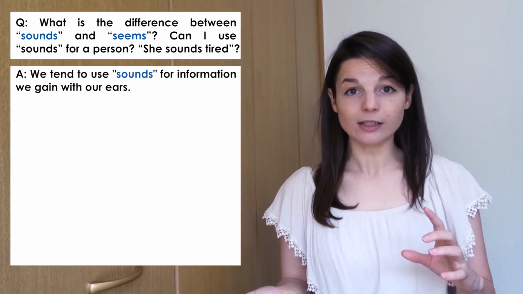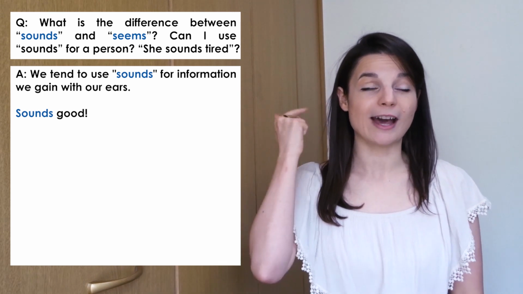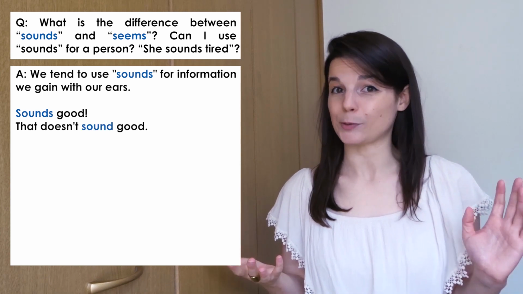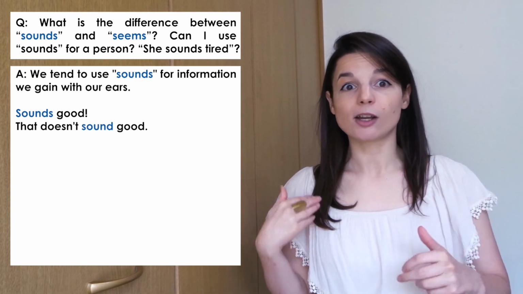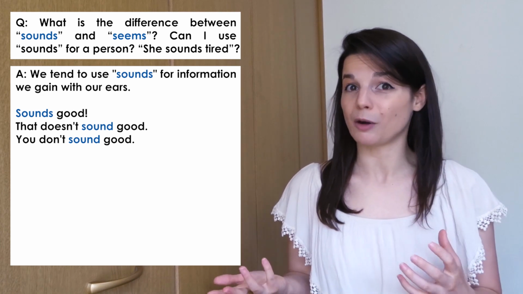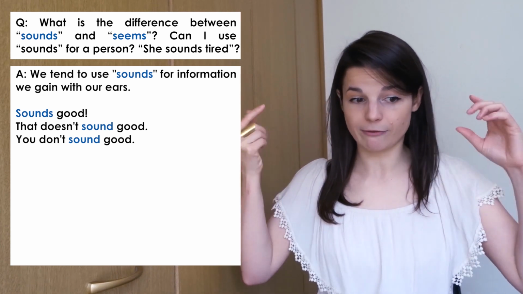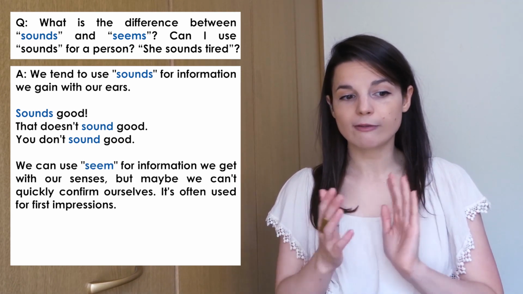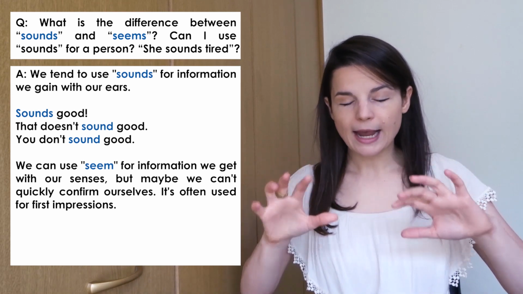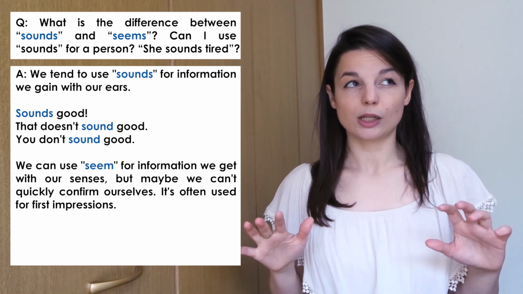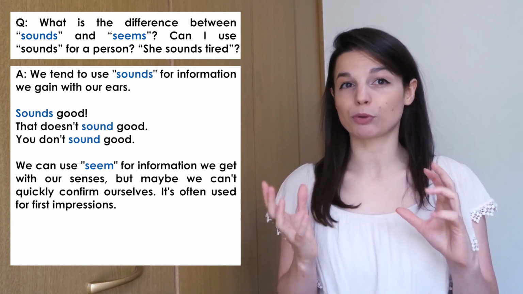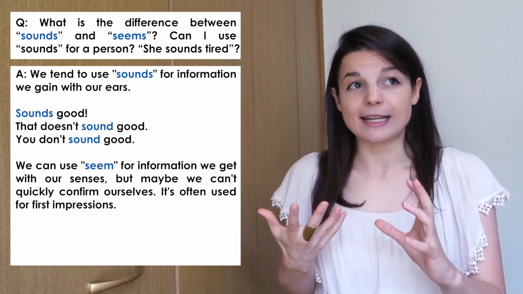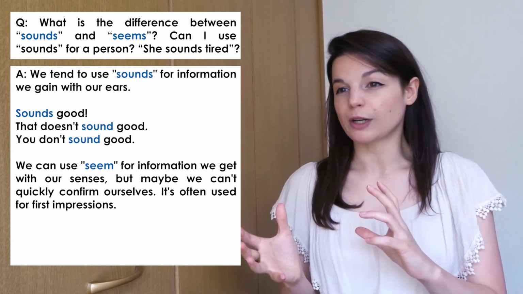Someone suggests an activity, we say "sounds good" because we heard that information with our ears. Or if someone suggests a bad idea, like, oh, that doesn't sound good. Or if you hear a friend coughing or something, you can say, whoa, you don't sound good. So those are all examples of information we get with our ears. But "seem," on the other hand, is used for information we gain, but we cannot confirm quickly. So it's used for an initial impression of something. So if we can confirm our idea of that thing, then it's kind of strange to use "seem."